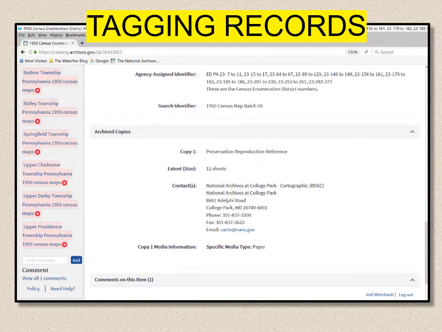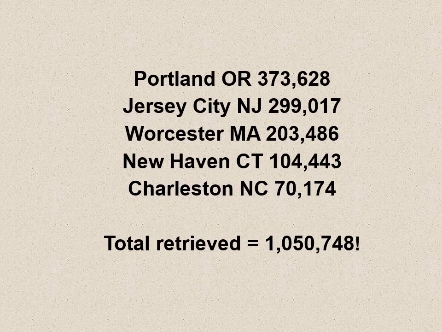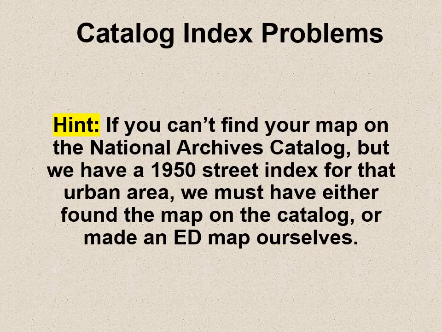However, there are some missing maps. And for the one-step website, our utilities, we had to make our own enumeration district maps for over 20 missing urban areas of over 20,000. So I could not find on the National Archive website maps for these particular large cities. We made our own map and put those online on the one-step website. And I'll show you where that utility is.